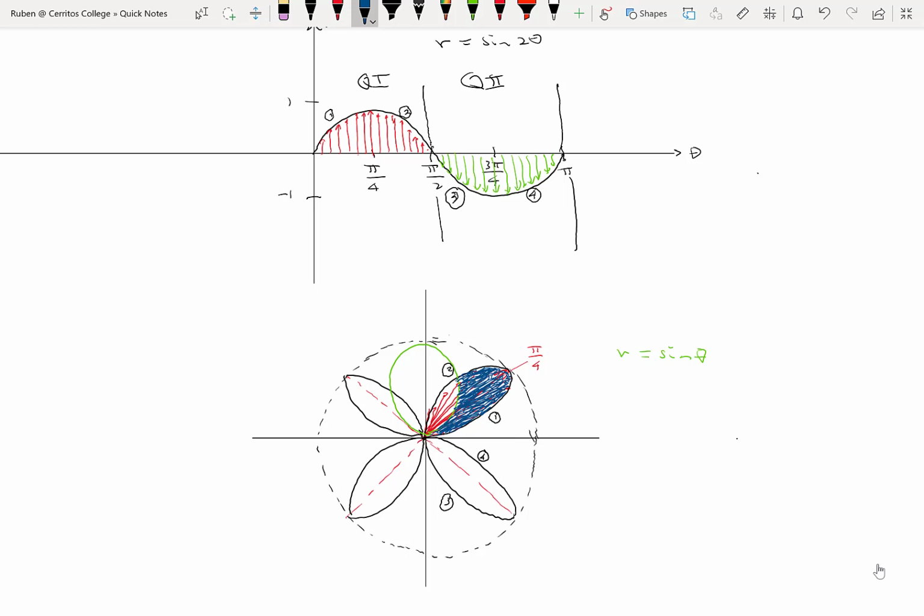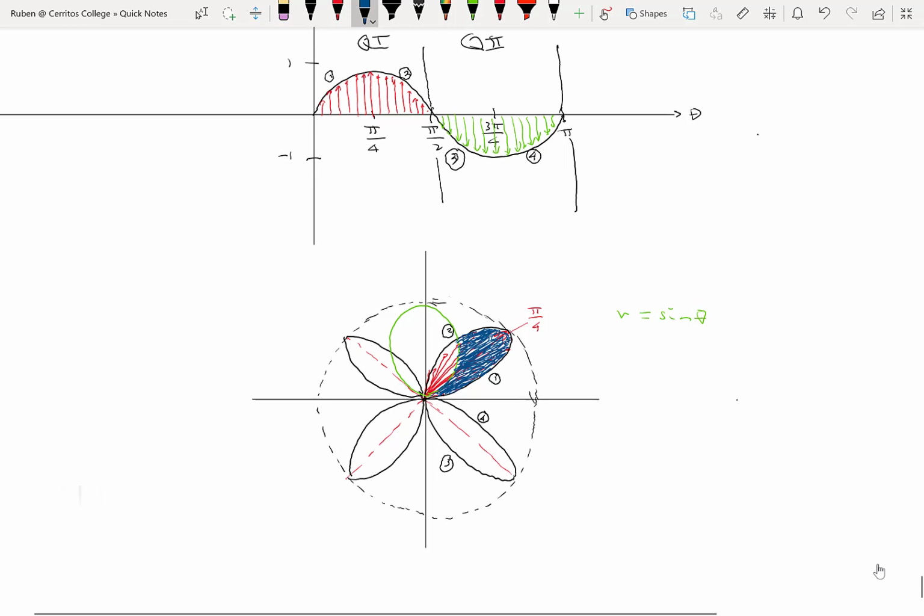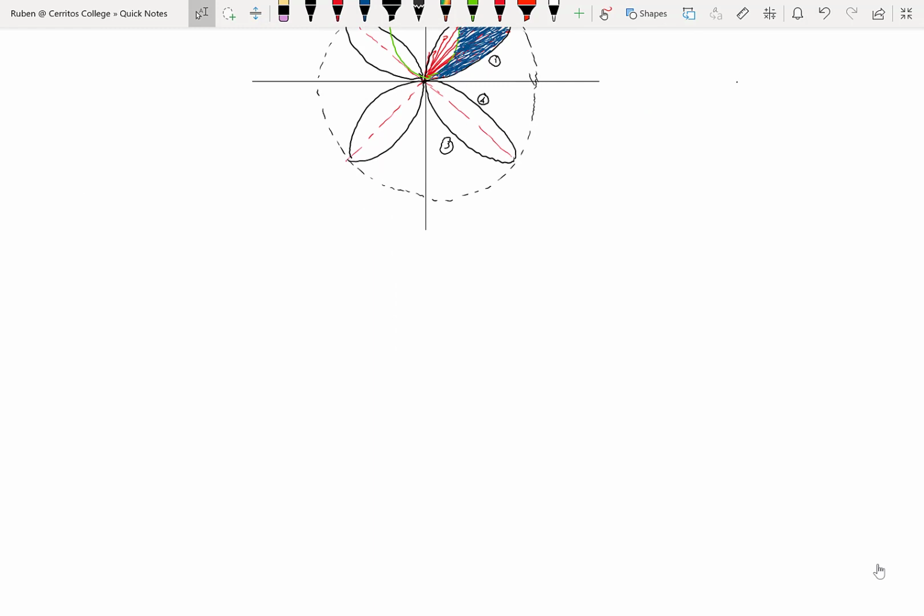Okay, so let's do it. We have a formula now. We developed a formula for the area inside one curve and outside another. It's the integral of 1/2 of r on the outside squared minus r on the inside squared d theta. Let's take a look at redrawing just that portion of the area that we're interested in.